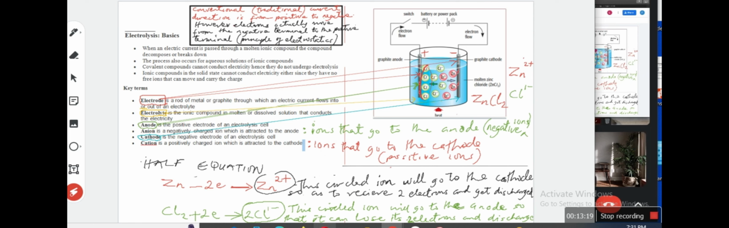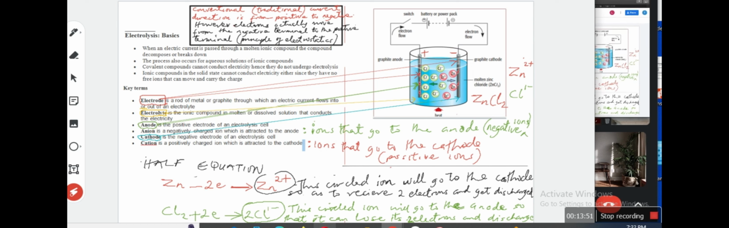Yes, they are anions. You are right. What's their charge? Negative, isn't it? For instance, say it will be the chlorine that will go to the anode, because it's negatively charged, while the zinc will go to the cathode. So the chlorine is the anion because it's going to the anode, while the zinc is the cation because it's going to the cathode. Opposites attract.